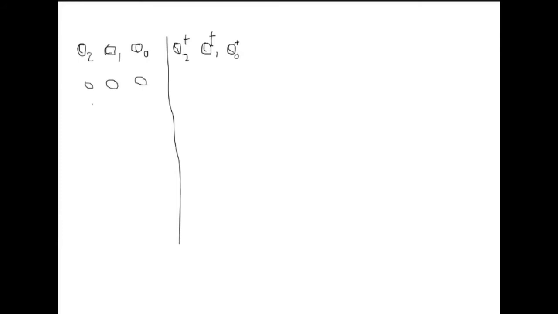For the state table, we will have the current state and the next state. For the present state, since we have 3 inputs, I will take Q2, Q1, and Q0. Then the next state: Q2 plus, Q1 plus, and Q0 plus. Since we have 3 inputs, a total of 8 combinations will be there, 0 to 7. First I am writing the numbers 0, 1, 2, 3, 4, 5, 6, and 7.